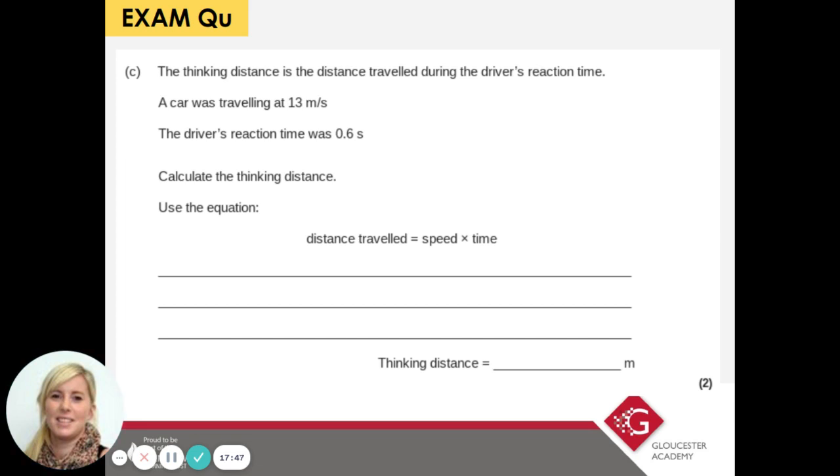Okay, so time for some practice questions then. Work out, please, the thinking distance by using the equation speed times time. So go back to the question, find the numbers, times the two together, and work out the thinking distance.